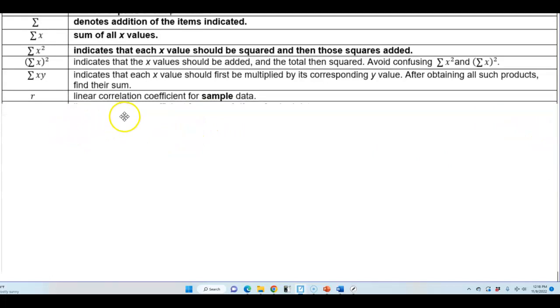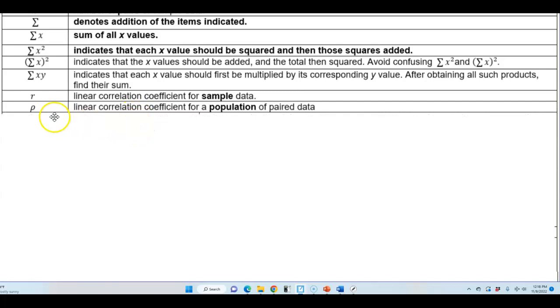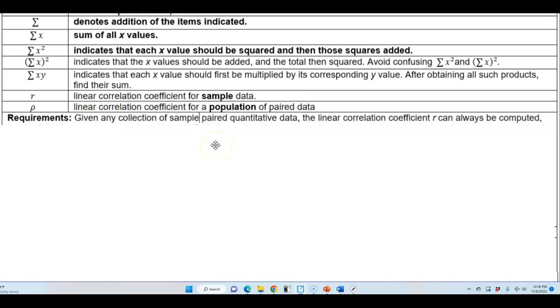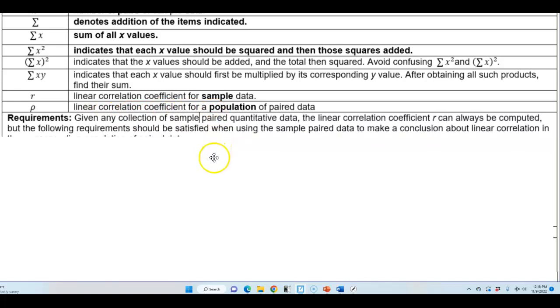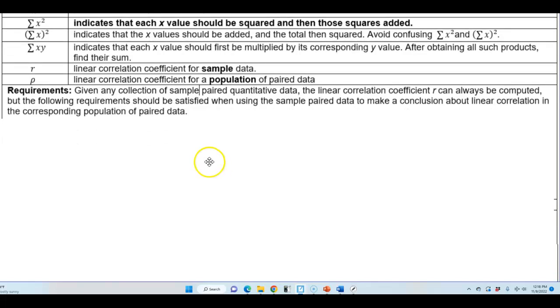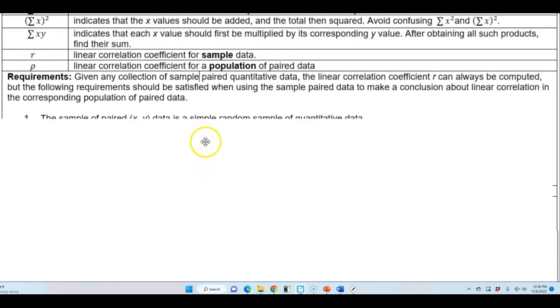R represents the linear correlation coefficient for sample data. Rho is the linear correlation coefficient for a population of paired data. Now the requirements. Given any collection of sample paired quantitative data, the linear correlation coefficient R can always be computed, but the following requirements should be satisfied when using the sample paired data to make a conclusion about linear correlation in the corresponding population of paired data.